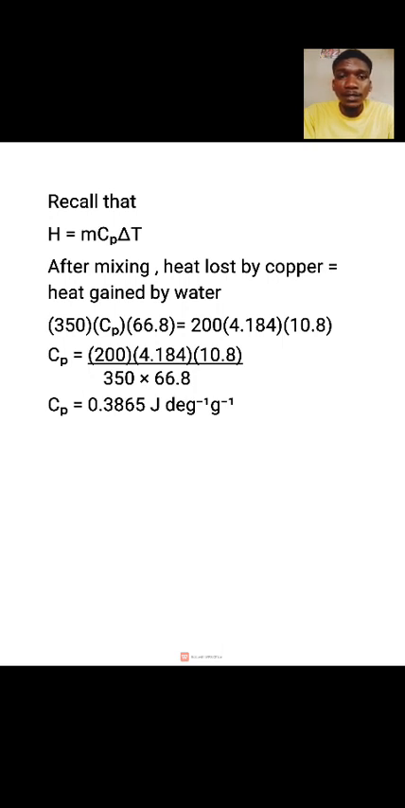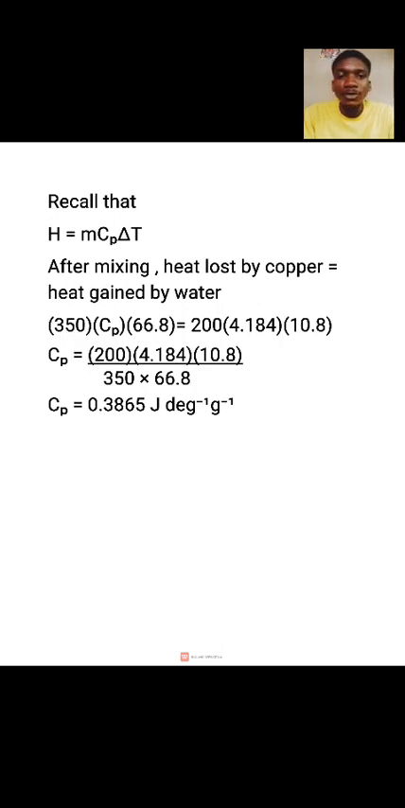350 times C subscript P times 66.8, which must be equal to the heat gained by water, which is going to be 200 grams times 4.184, that is the specific heat capacity of water, times the temperature difference, which is 10.8. Therefore, altogether, I have 350 times C_P times 66.8 equal to 200 times 4.184 times 10.8.